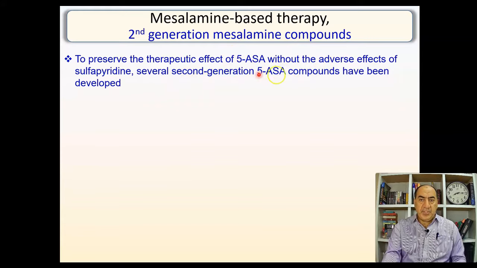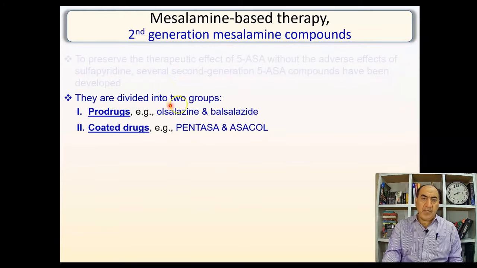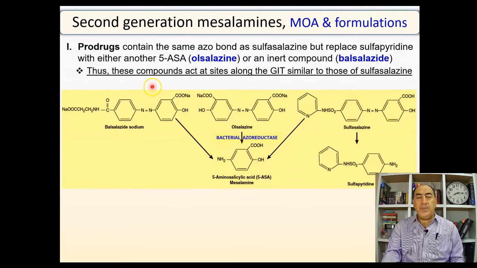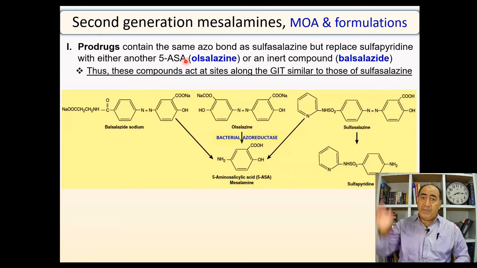So several second generation 5-ASA compounds have been developed. They are divided into two groups: prodrugs such as olsalazine and balsalazide, and coated drugs including Pentasa and Asacol. Let us discuss these in detail. Prodrugs contain the same azo bond, similar to sulfasalazine, but we replace the sulfapyridine with either another 5-ASA.